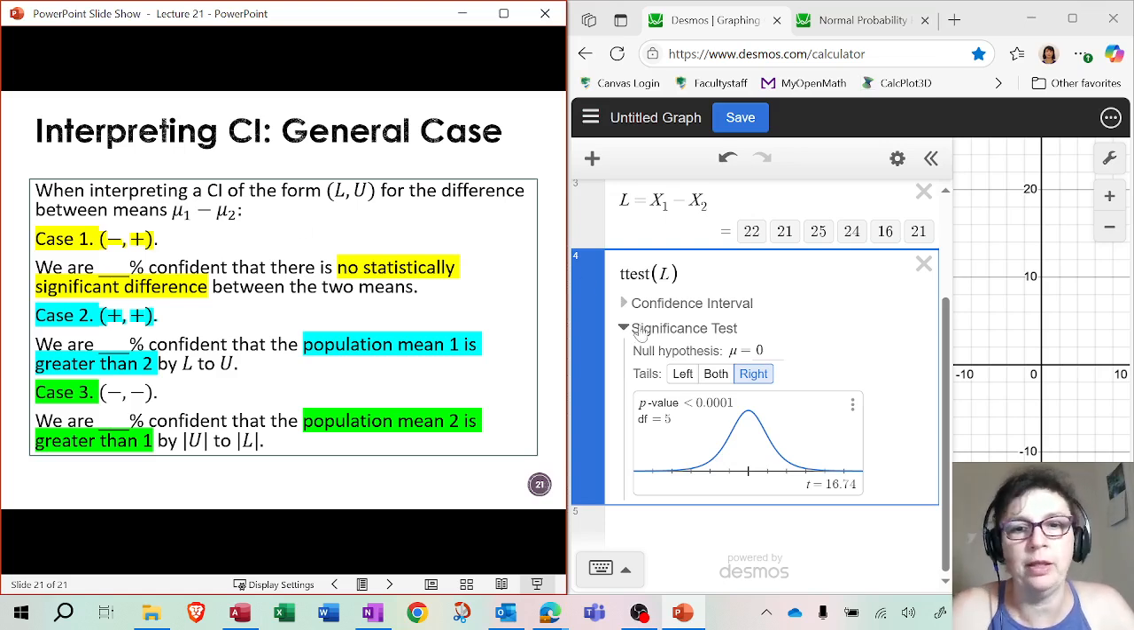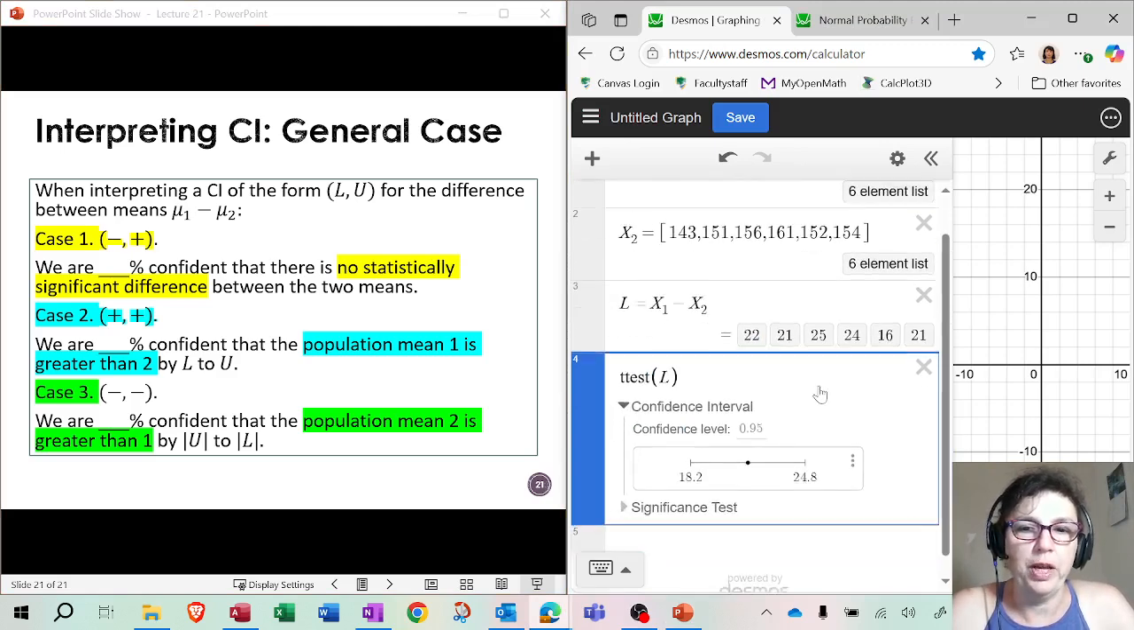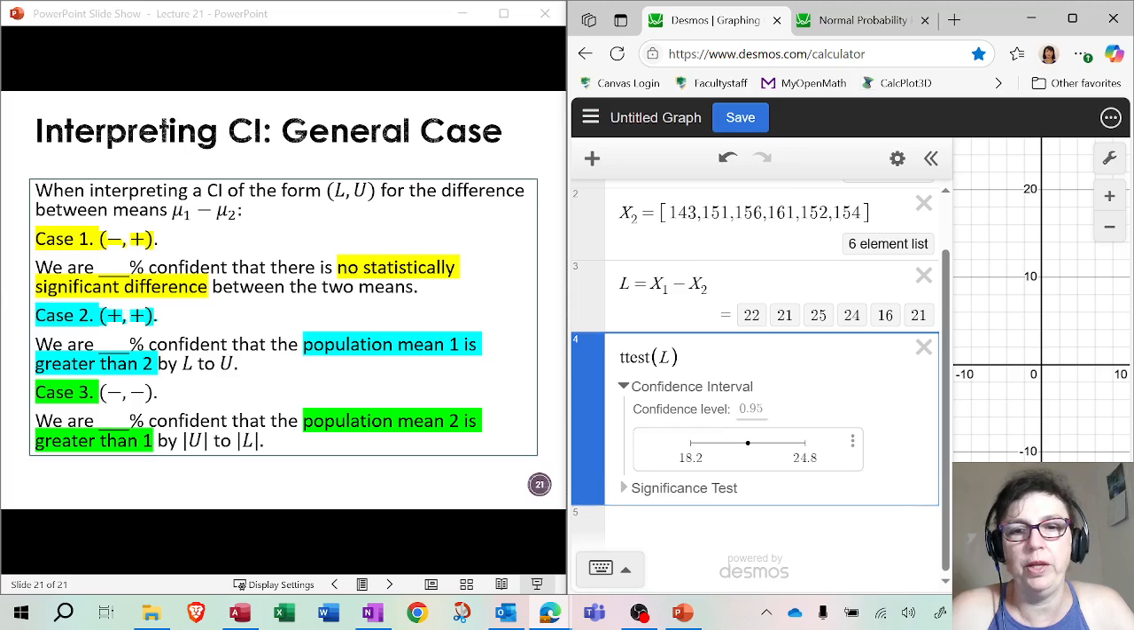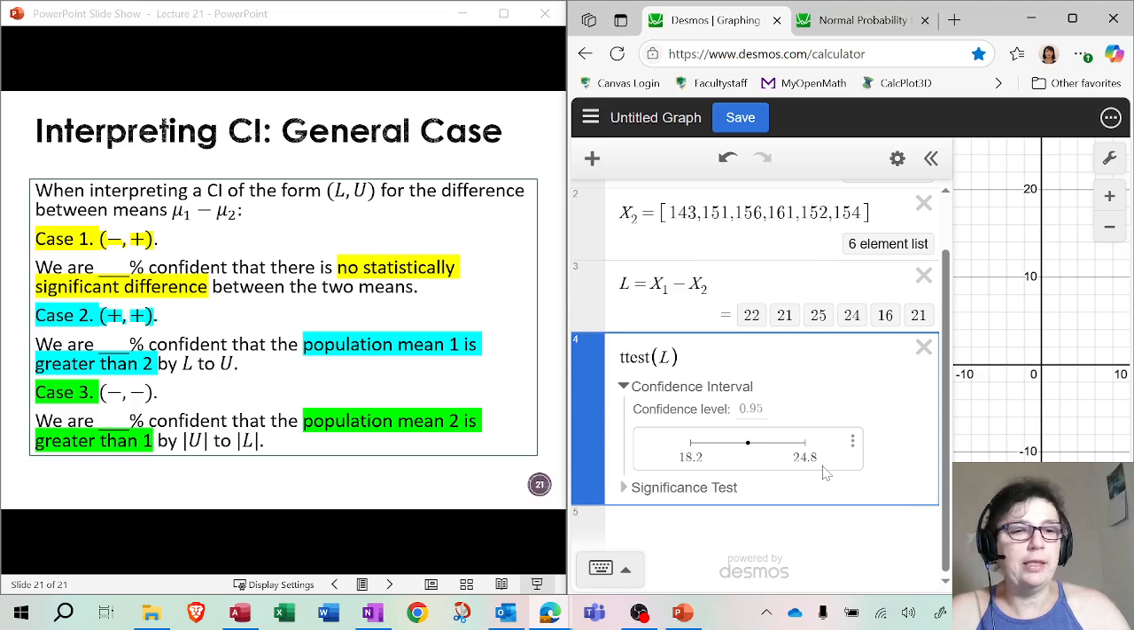Let's say, for example, compute a 95% confidence interval here. We expand the confidence interval menu. We leave this at 0.95. And this is 18.2 to 24.8. Again, if you need more decimal places, you are more than welcome to look here. These are your lower and upper bounds for your interval. Now, how you interpret it depends on the case. Case number 1, minus plus, means no statistically significant difference between the means. That did not happen here.